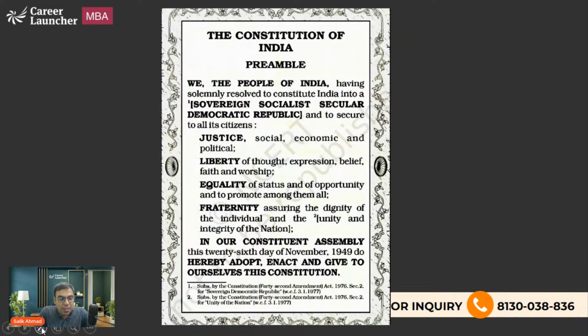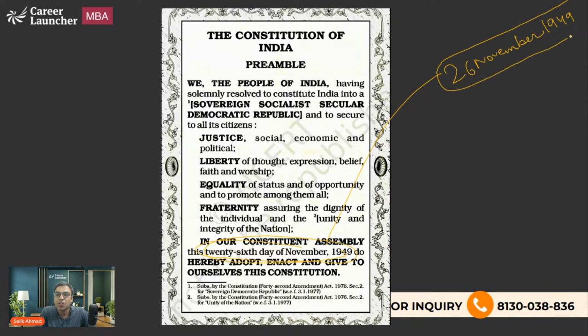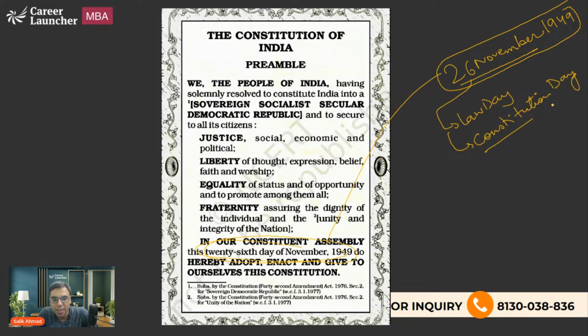Now, one thing which strikes people's mind is this, the preamble of the Indian Constitution. I'm sure you must have seen the preamble in your life. If you go down, here it is written 26 November 1949. So basically, on 26 November 1949, the Indian Constitution was prepared, and that is why 26 November is celebrated as Law Day, or what we call today Constitution Day.